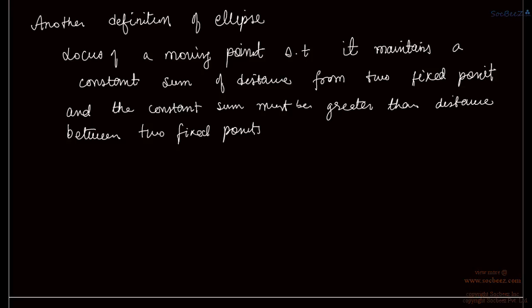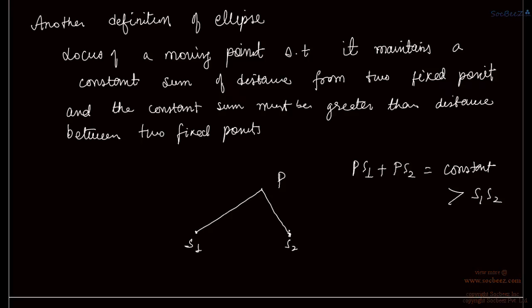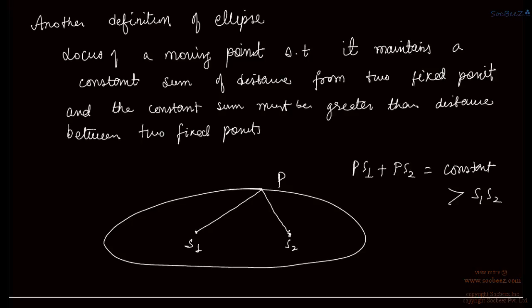Let us try to understand this. Say these are the two points, S1 and S2, and a point P moves such that PS1 plus PS2 is always constant. This constant should be greater than S1S2. Then the locus will be something like this, which is an ellipse, and S1 and S2 are nothing but the foci of the ellipse. This constant value is nothing but 2a.